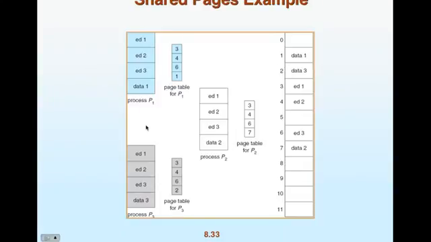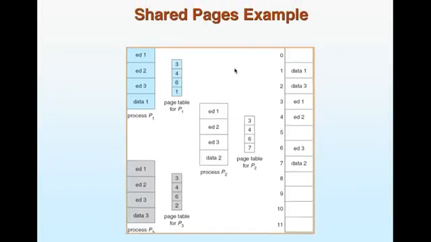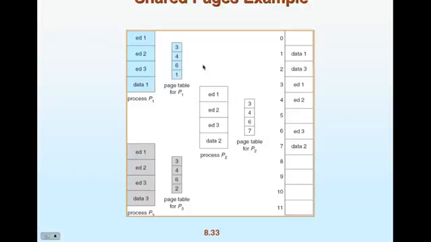So we have process 1 down here, and the page table for process 1. We have process 2 and the page table for process 2. We have process 3 and the page table for process 3. And remember, as I said before, we can have multiple different page tables for each of these different processes if we want. We might have ed1, ed2, ed3, data 1, and it's all using the same thing. So this is mapped to 3, to 3, to 3, to 4, to 6, to 1.